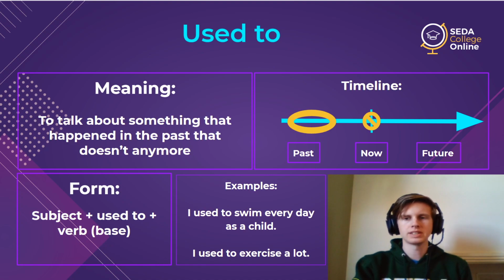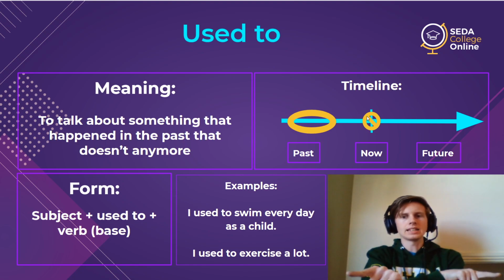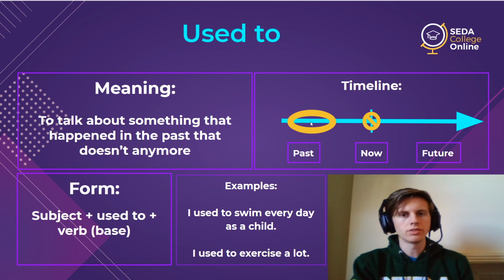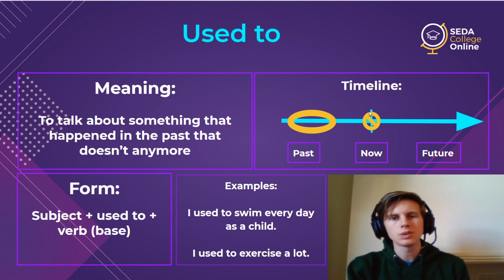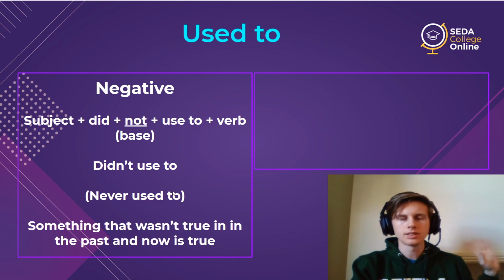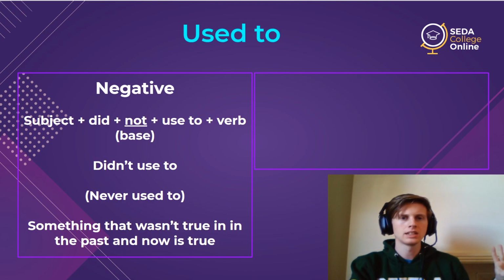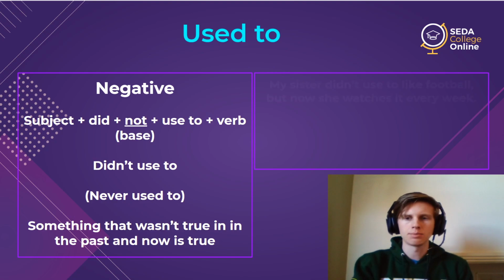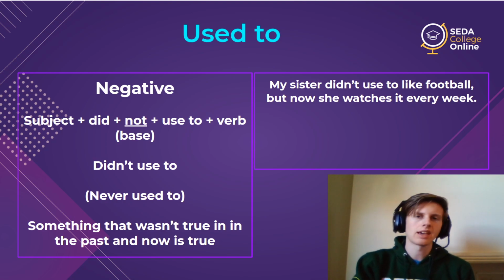So if I return to the timeline here, used to was something that happened a lot in the past and didn't anymore. When we make it negative, we're just reversing the idea. So now this is over here. I didn't do it in the past, and now it's something I do very regularly. It's a habit. So it's a way to express the change that it was something that was uncommon and now is common, or something that wasn't true that now is true, or something that wasn't a habit and now is a habit. So for example, my sister didn't used to like football, but now she watches it every week.